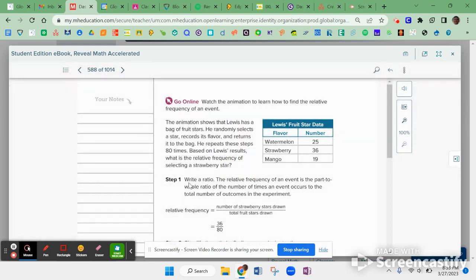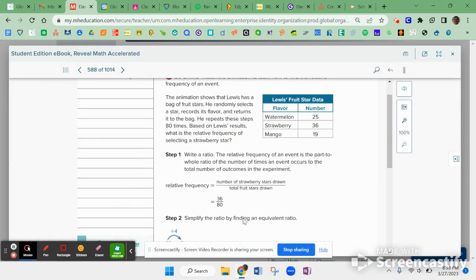Well, first we write the ratio. How many total strawberries were drawn? 36. How many total fruit stars? If you read this, it said 80 times here, but how else could you get it? You could just add up the frequency data from the table. Add these up, you get 80 total times he pulled out a fruit star, and it comes to 36/80ths.